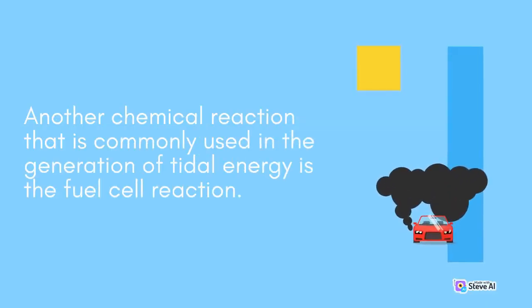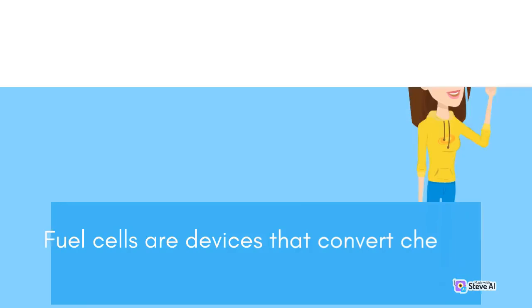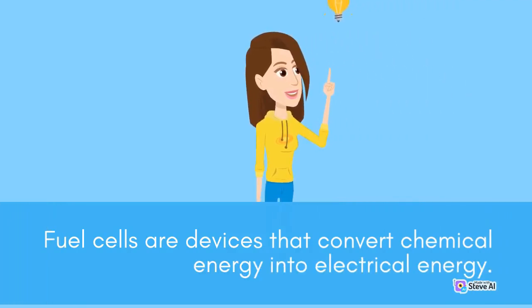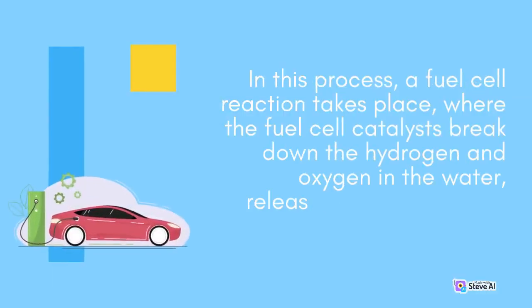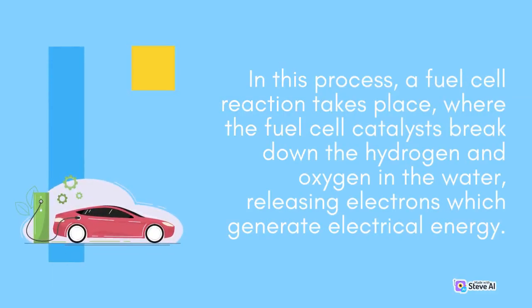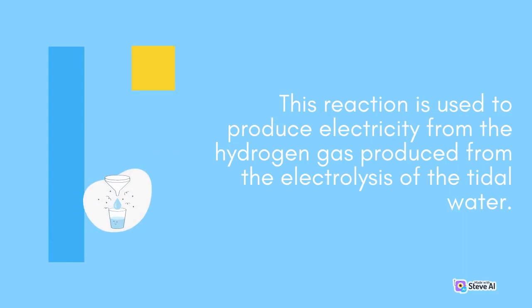Another chemical reaction that is commonly used in the generation of tidal energy is the fuel cell reaction. Fuel cells are devices that convert chemical energy into electrical energy. In this process, a fuel cell reaction takes place, where the fuel cell catalysts break down the hydrogen and oxygen in the water, releasing electrons which generate electrical energy. This reaction is used to produce electricity from the hydrogen gas produced from the electrolysis of the tidal water.